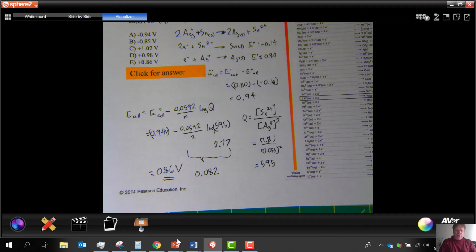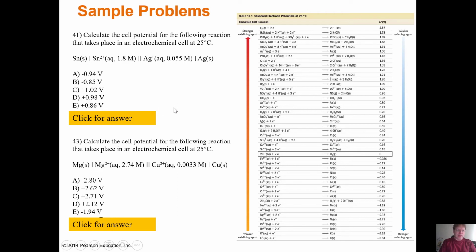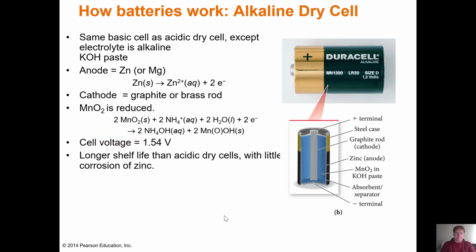So I'm going to go back to the PowerPoint. So we did this first one. You can see the answer there. That's what we got. And I'll let you do the second one on your own if you want a bit more practice. We did a calculation of a concentration cell in class already, so we won't go through that again. But if you have questions on that, we can definitely spend some time on that when we get back together.